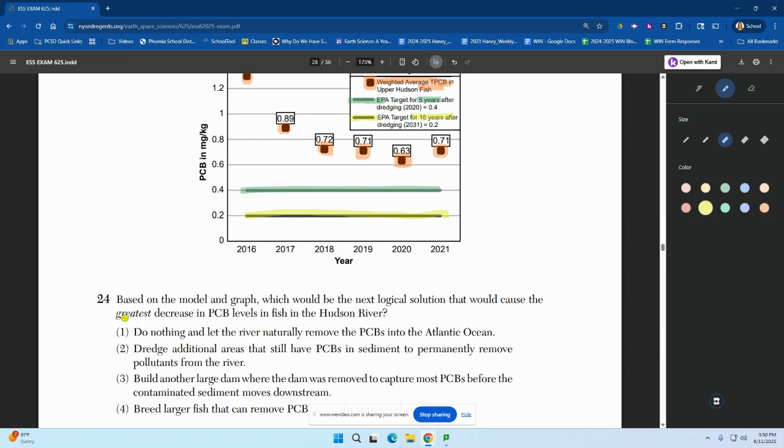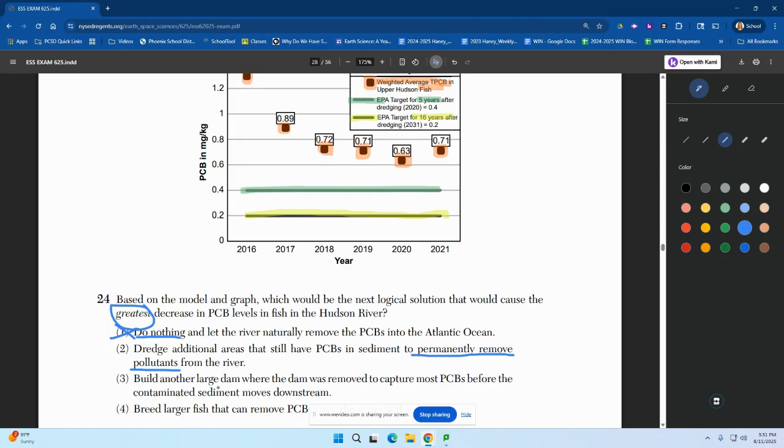So it says, based on the model and graph, which would be the next logical solution that would cause the greatest decrease in PCB levels in fish in the Hudson River? So we're looking for which one would cause the greatest decrease. So not just a decrease, but the greatest decrease. So one says, do nothing and let the river naturally remove the PCBs into the Atlantic Ocean. Okay, so probably doing nothing is not going to get us the greatest decrease. So I'm going to say number one is probably not my best choice. Number two says dredge additional areas that still have PCBs and sediment to permanently remove pollutants from the river. So we're permanently removing those pollutants. So I think that looks pretty good right now.